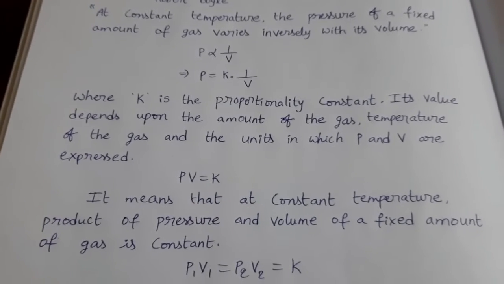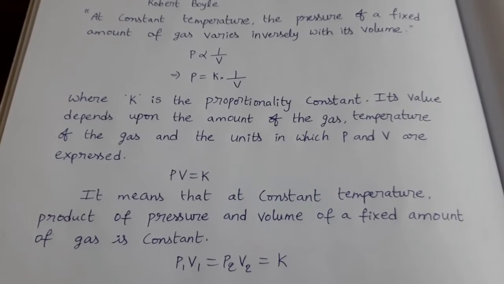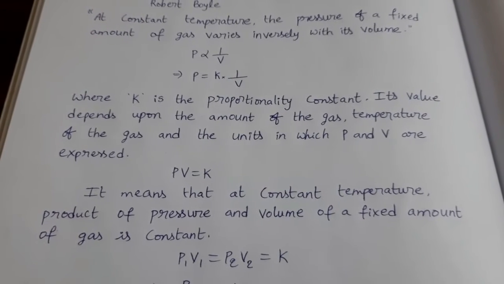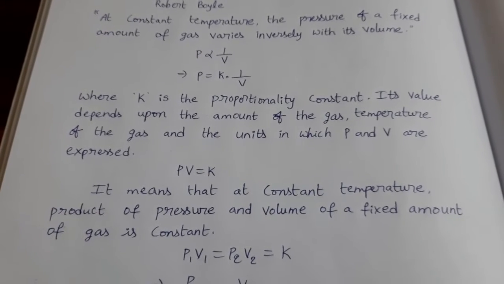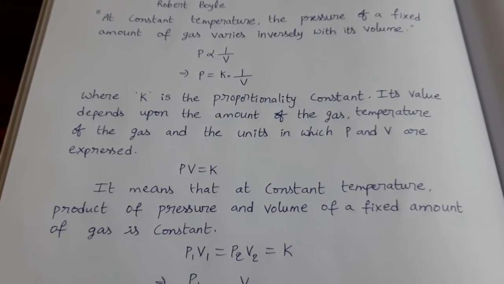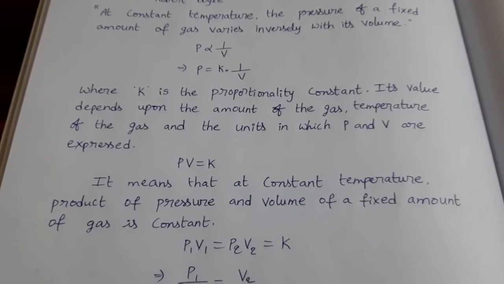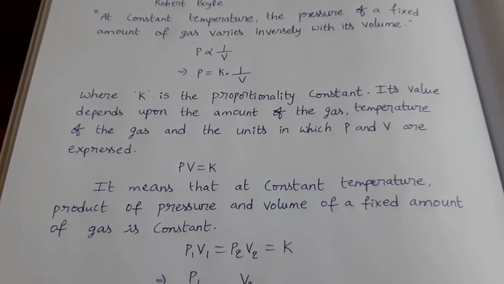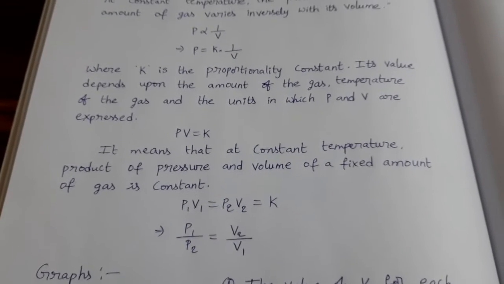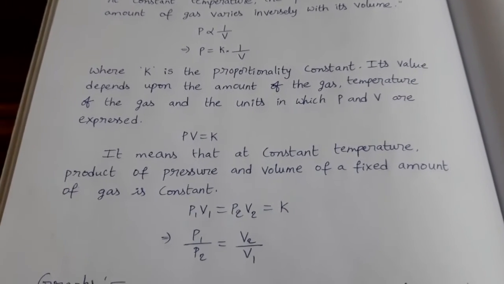From this we can conclude that at constant temperature, the product of pressure and volume of a fixed amount of gas is constant. P means pressure, V means volume, and the product of pressure and volume is constant at constant temperature. From this we can write P1 V1 equals P2 V2 equals K. That implies P1 by P2 equals V2 by V1.